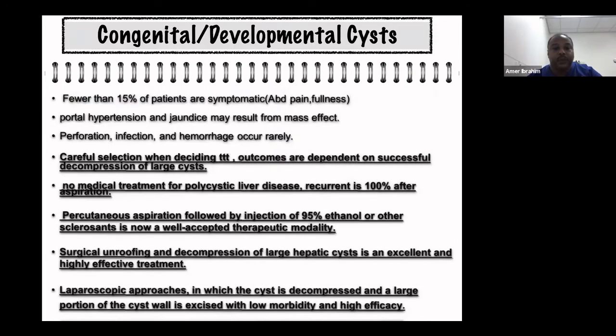So what are we doing for them? You have to carefully select the patients who will need treatment. Why? Because most of the time we don't offer these patients any kind of treatment unless there are symptoms. The option we can give the patients is percutaneous aspiration, but the recurrence is 100%. The other way of treatment is surgical deroofing, and we prefer the laparoscopic approach at the time being.